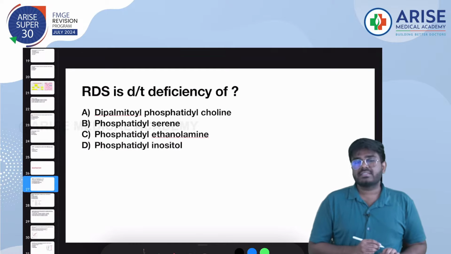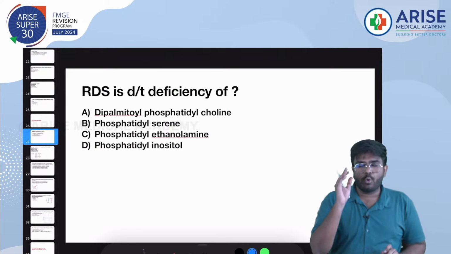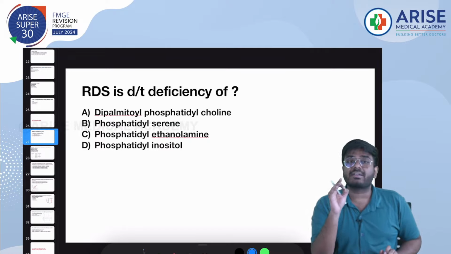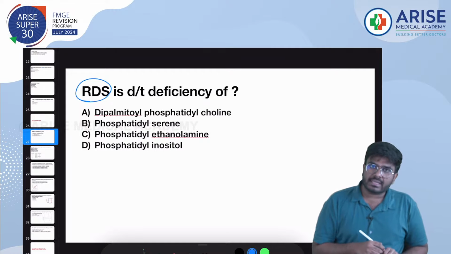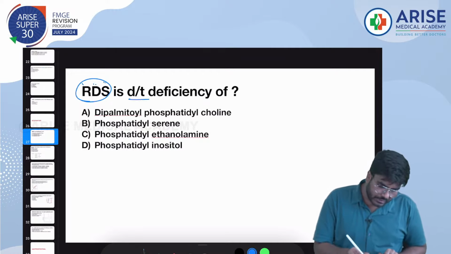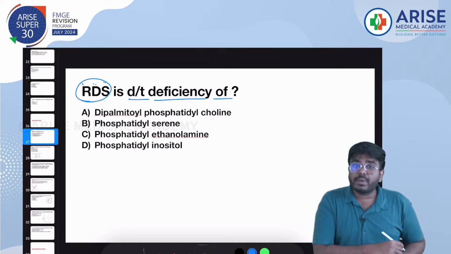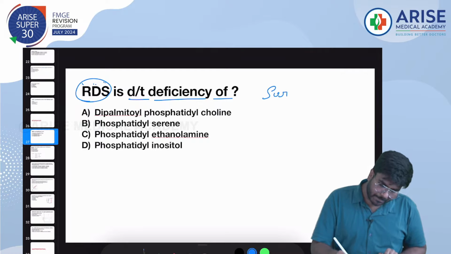Next, let's see some important topics in the respiratory physiology. In the respiratory physiology, the most important area is the surfactant. Surfactant. Okay. So RDS, what is RDS, guys? Respiratory distress syndrome. Respiratory distress syndrome is due to deficiency of, tell me. Respiratory distress syndrome is due to deficiency of surfactant.